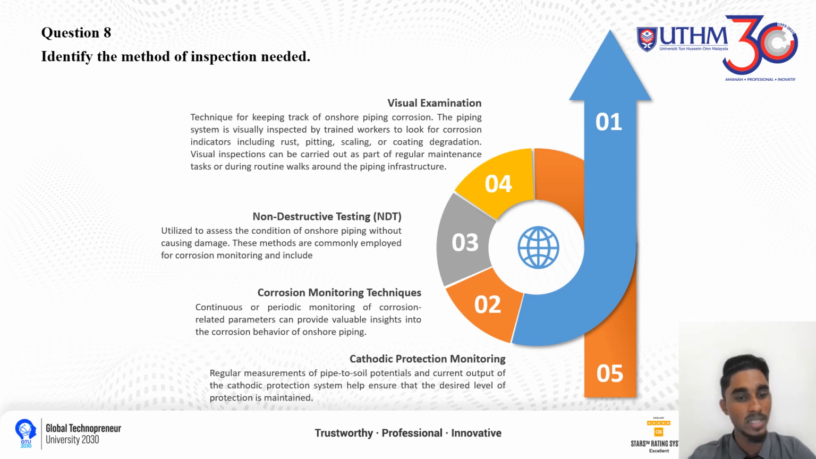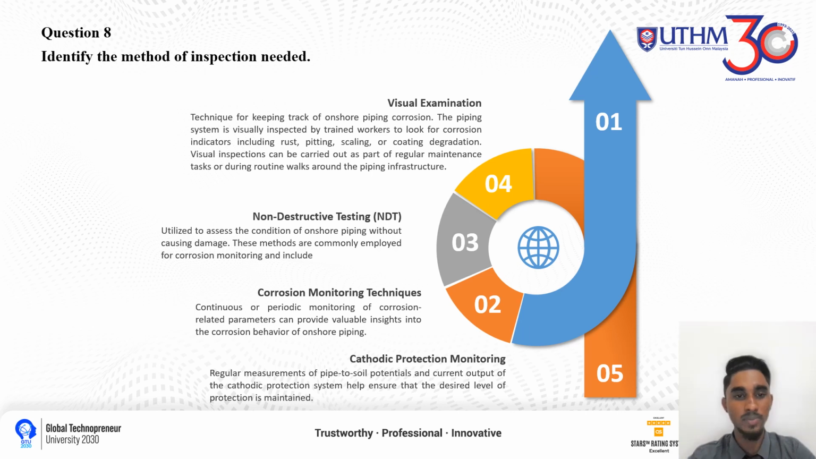The next NDT method is eddy current testing, which relies on electromagnetic induction to identify surface and near surface defects, including corrosion, cracks, and erosion. It is particularly effective for inspecting non-ferrous materials.